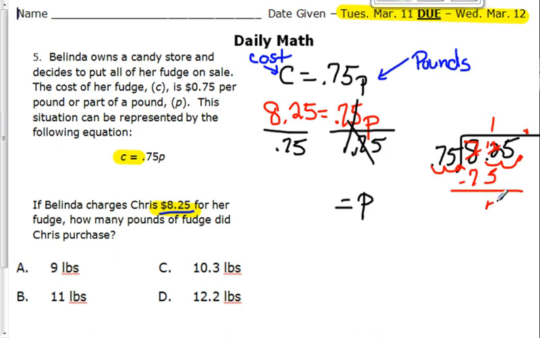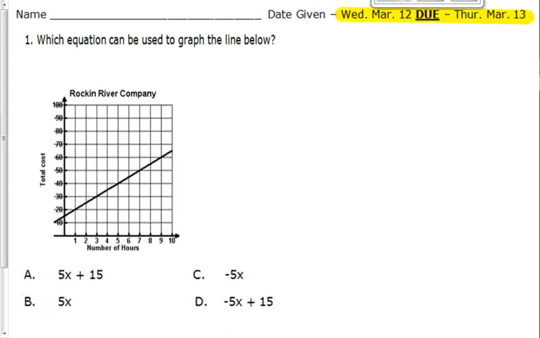So I had 7 left over. Bring down my 5. And 75 goes into 75 one time. So my answer is 11 pounds. Okay, moving on. Wednesday's question: which equation can be used to graph the line below?